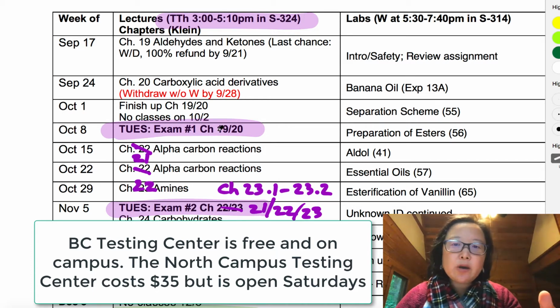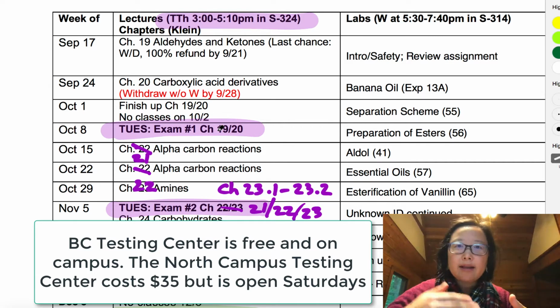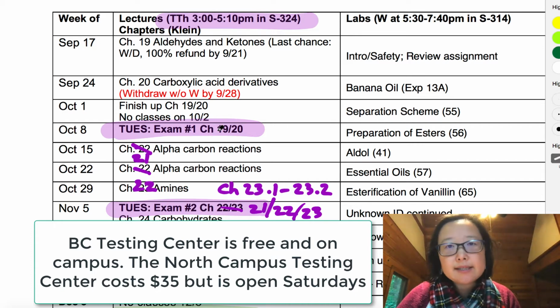They're usually open from 9 a.m. until 2 or 3 p.m. is when you can come in, and then they close at 5. So you have to come in in the afternoon. If you can't get there that early or in those times that they're open, there's a North Campus Testing Center. They usually charge $35 per test, but they are open Saturdays all day, I believe.